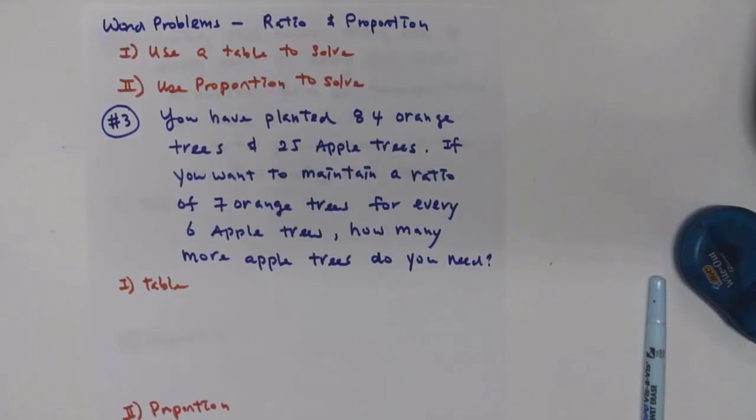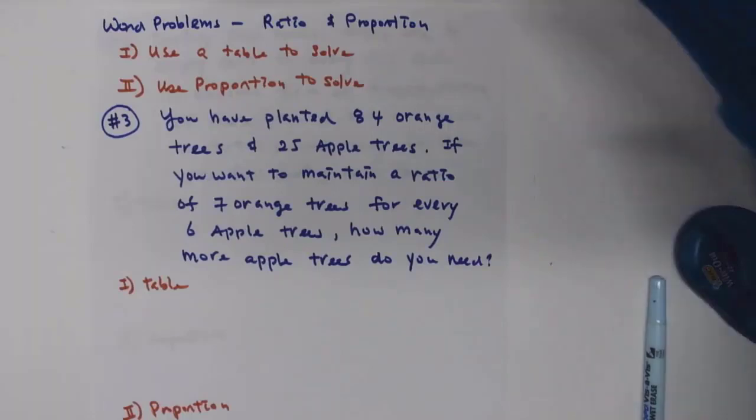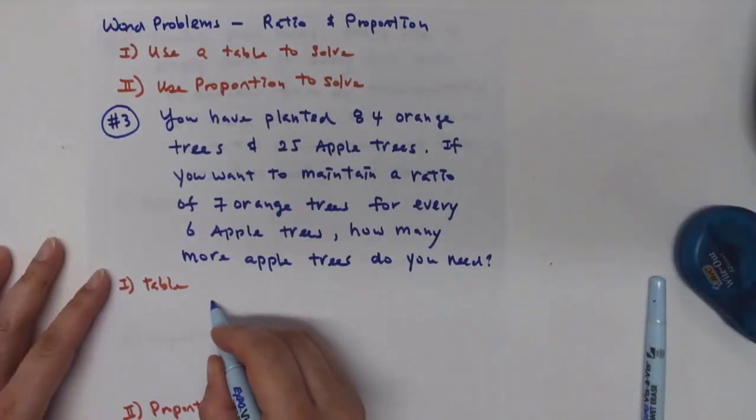So this is a work problem. You have planted 84 orange trees and 25 apple trees. If you want to maintain a ratio of 7 orange trees for every 6 apple trees, how many more apple trees do you need? First, we're going to set up a table and write down what we know, like we did last time.